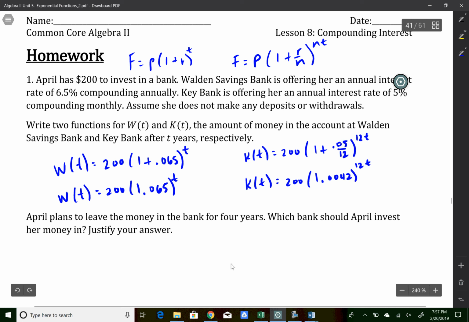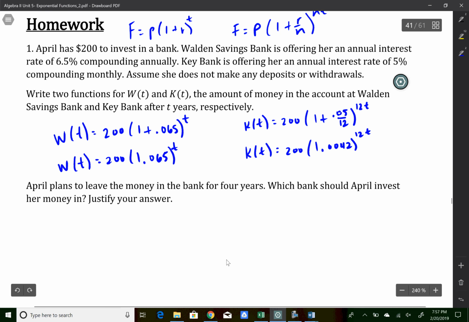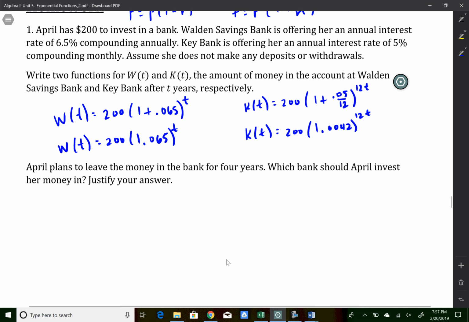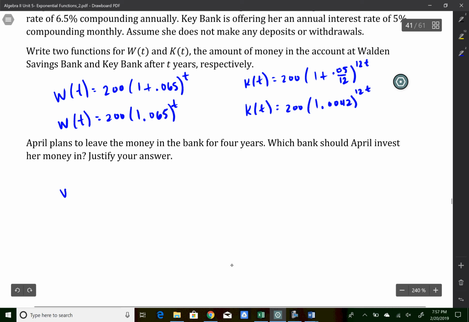So then it says April plans to leave her money in the bank for 4 years. Which bank account should she invest her money in? So we want to evaluate W of 4, which is 200 times 1.065 to the 4th power. And we want to evaluate K of 4.